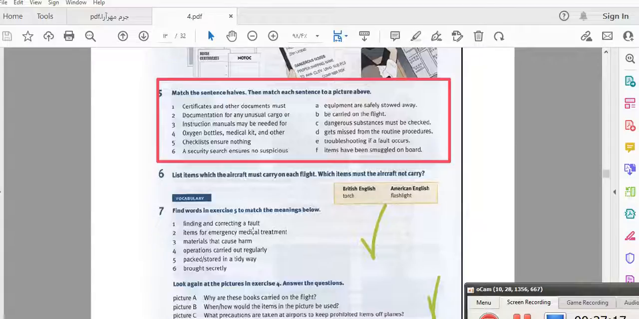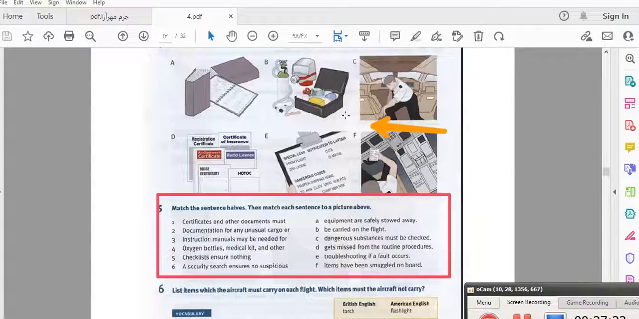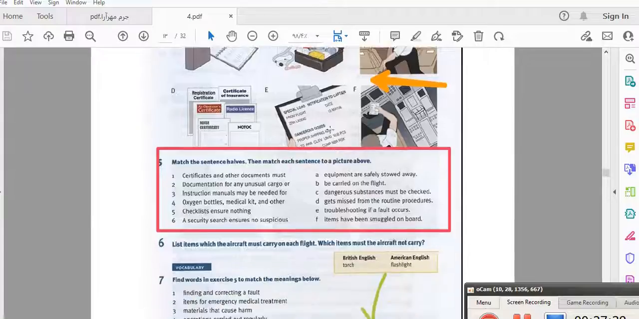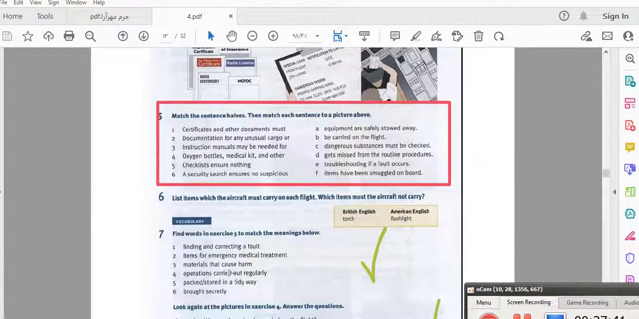Finding and correcting a fault means, I told you, look here. Finding and correcting the fault: troubleshooting. You should write troubleshooting here. Items for emergency and medical treatment, I told you, first aid kit or medical kit. Material that causes harm, I told you, dangerous substances. Materials that cause harm, we call them dangerous substances. Write dangerous substances here.